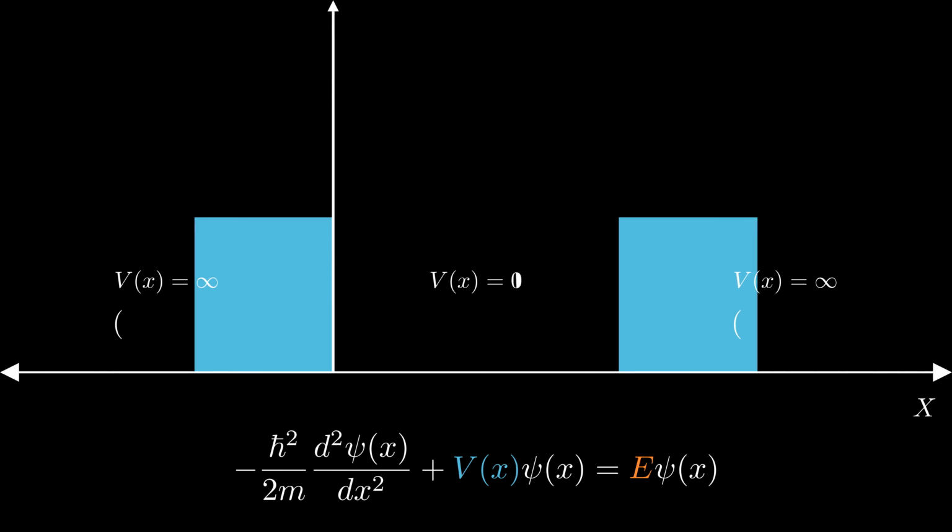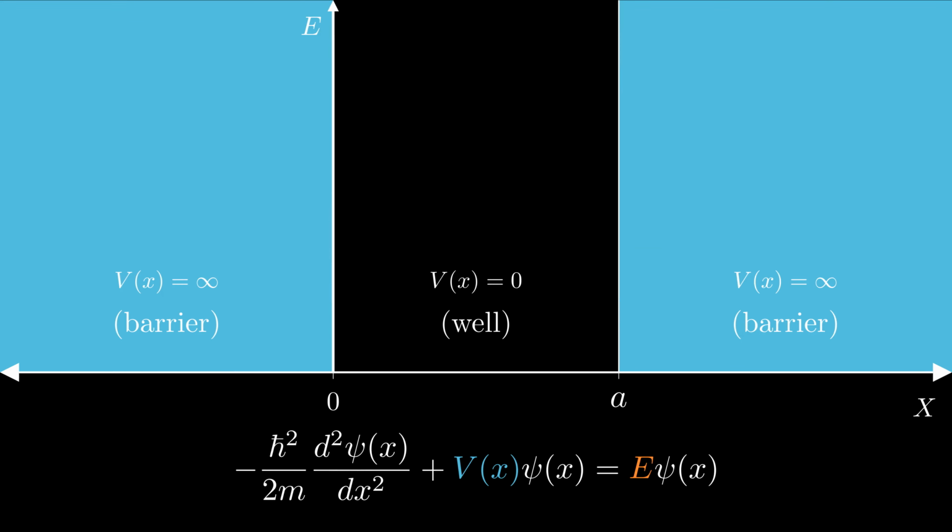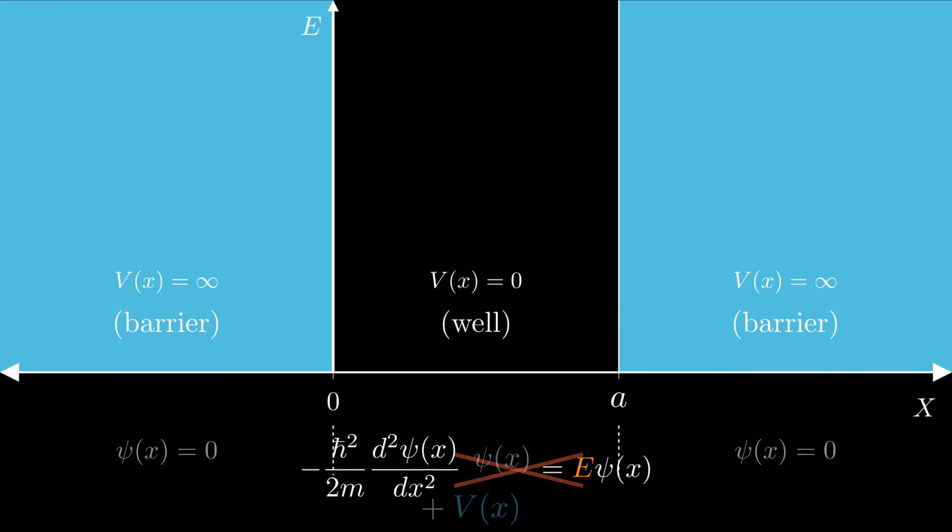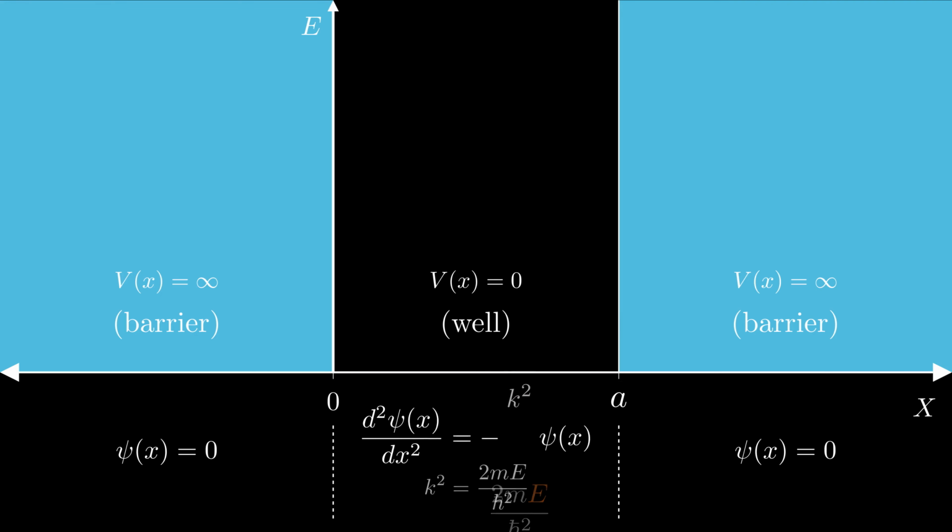Let's start by recalling the time-independent Schrödinger equation for a particle inside a one-dimensional infinite square well. Inside the well, the potential is 0, so we can simplify the equation, where k squared is defined as 2 times the mass times the energy, all divided by h bar squared. For the region outside the well, where the potential goes to infinity, the wave function must be 0. This is because the particle cannot exist in regions where the potential is infinite.